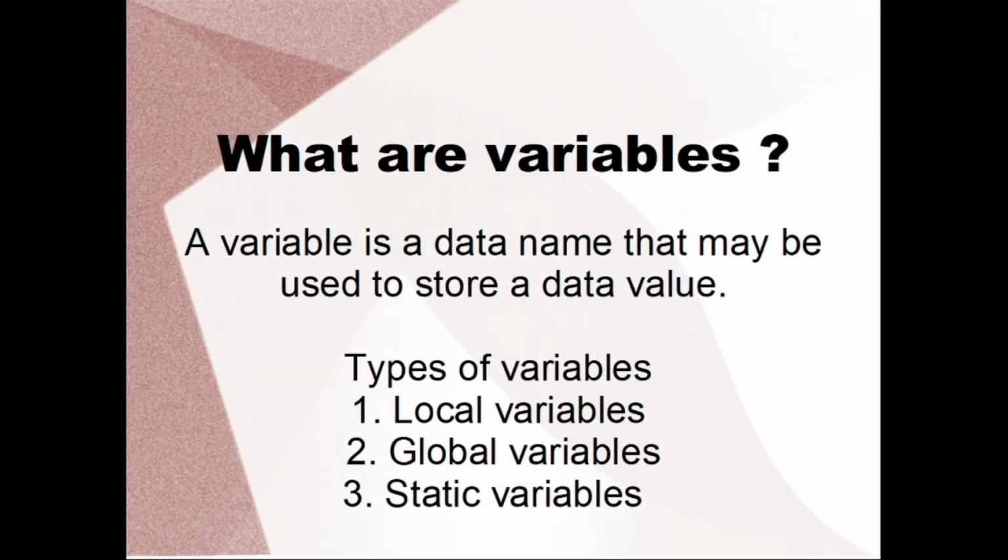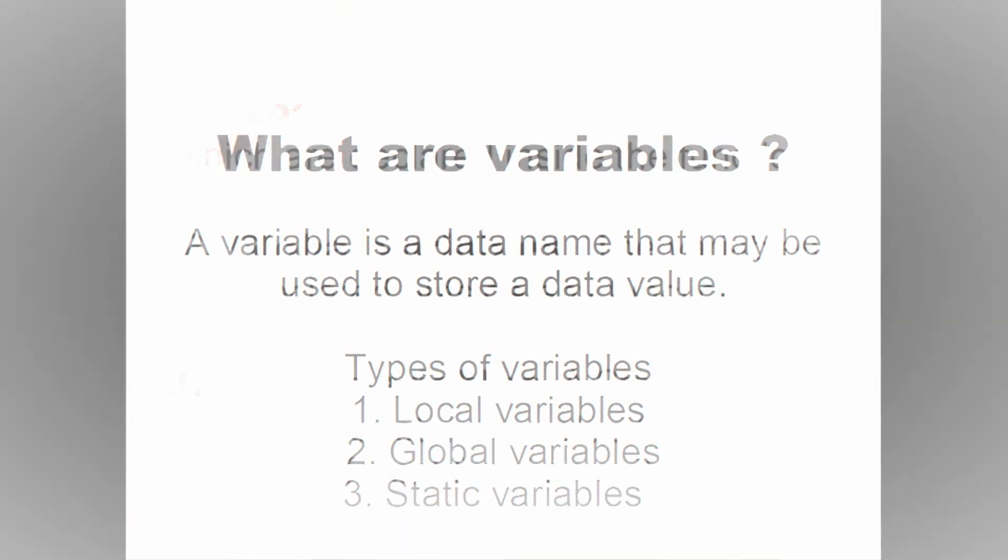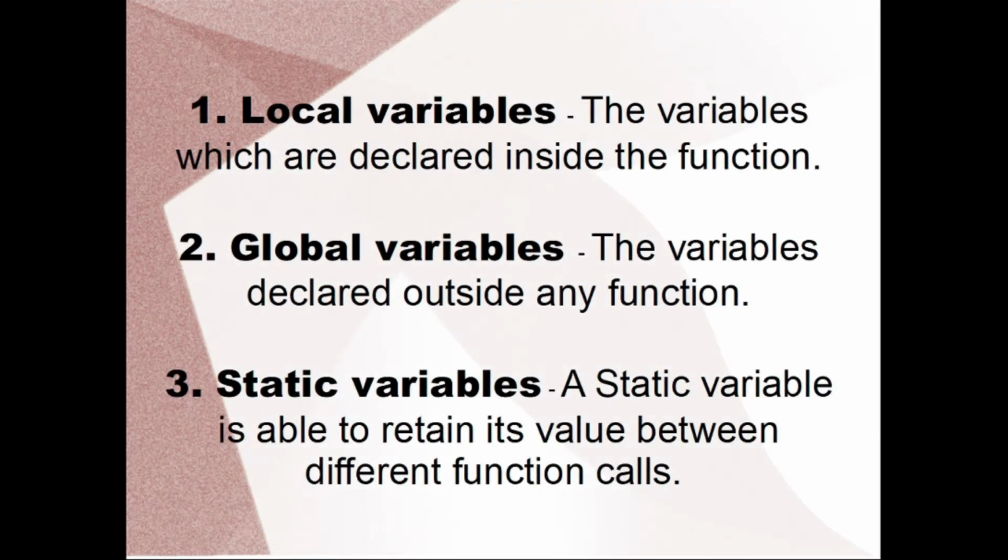Types of variables. There are three types of variables: local, global, static. Local variables are the variables which are declared inside the function. A local variable is allocated on the C stack. It is uninitialized by default and contains a garbage value.